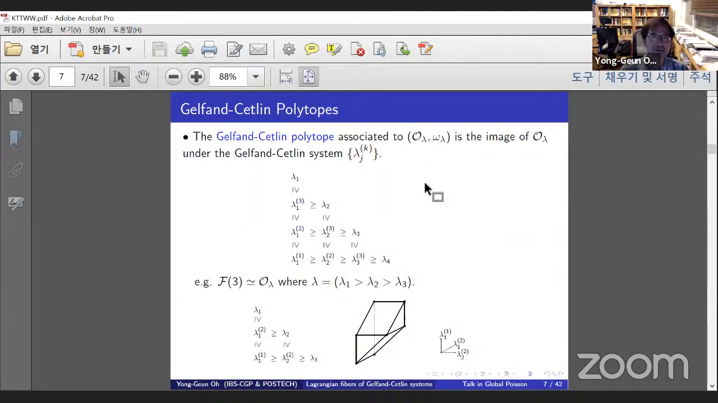And a more interesting example is the following. This particular example, F3, will appear frequently in my talk because it provides one very simple but interesting example to see a continuum of non-displaceable Lagrangian tori in it.